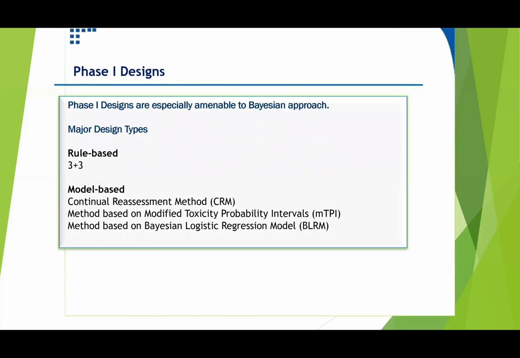Anyway, coming back to phase 1 designs. Now, phase 1 designs are especially amenable to Bayesian research, and we will see that soon. Now, major design types are rule-based and model-based. Under rule-based, we have the 3+3 design, and under model-based, the continual reassessment method, CRM, the method based on modified toxicity probability intervals, MTPI, and the method based on the Bayesian logistic regression model, popularly called BLRM. And we will review some of these designs.